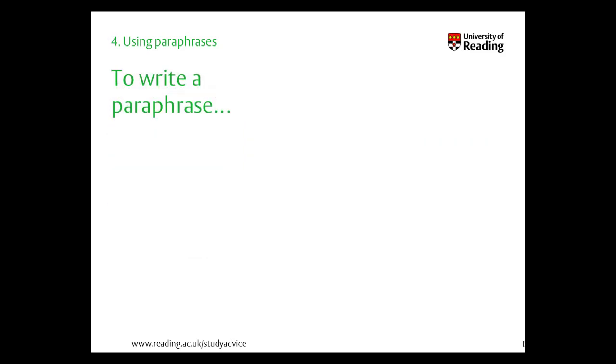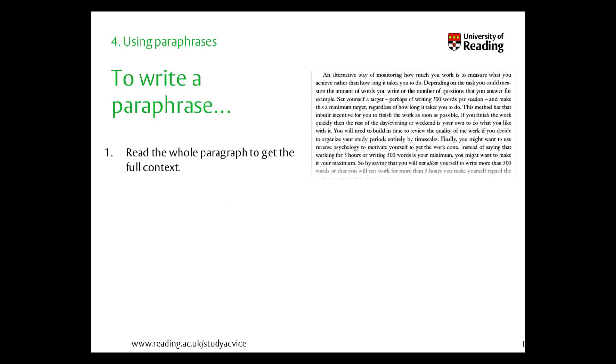Here are 3 steps to make paraphrasing easy. Don't try to paraphrase one sentence at a time. Read the whole paragraph before you think about paraphrasing. That way you're less likely to get the ideas out of context.